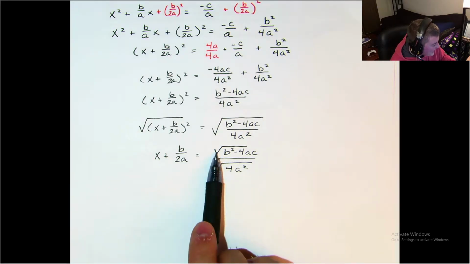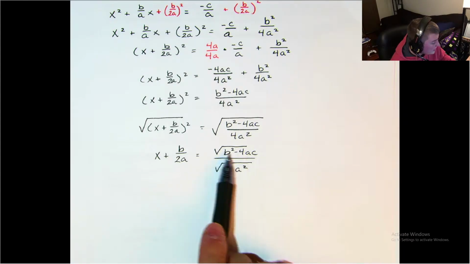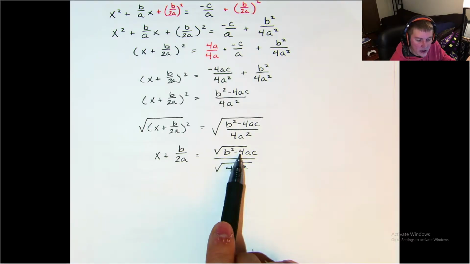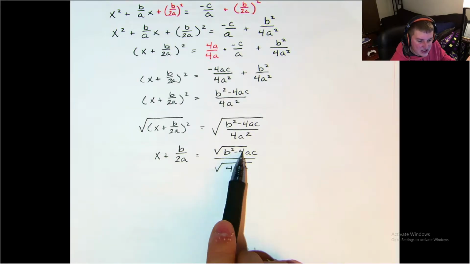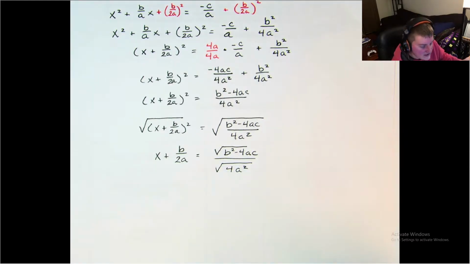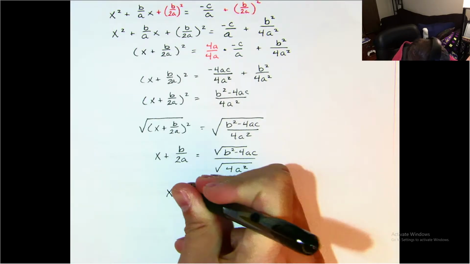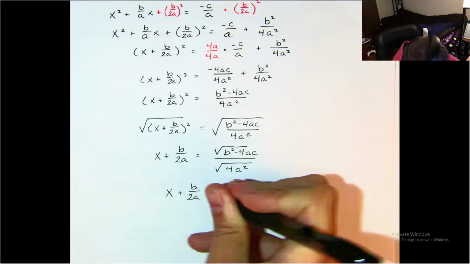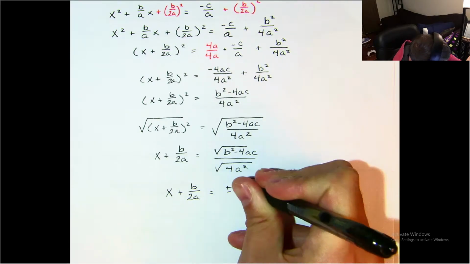Unfortunately, the top doesn't really simplify into anything great. This isn't like a perfect square binomial or a difference of squares. This is just kind of what it is. So this is going to have to stay as the square root of b squared minus 4ac. So we're going to get x plus b over 2a is equal to, and whenever I square root, you get a positive and a negative.